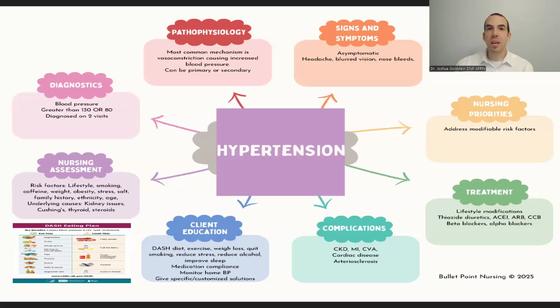Now, other modifiable risk factors and other client education, and this also falls in the treatment box, that first line, that lifestyle modification. So let's finish this list. We want to get the patient to increase exercise, and the AHA recommends 30 minutes a day, 5 days a week minimum of aerobic exercise, meaning where you get the heart rate up.